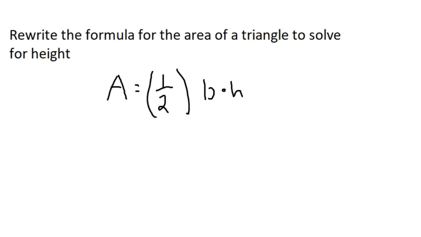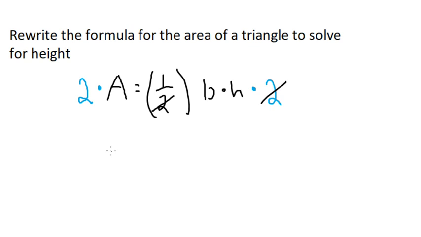So to solve for height, what I like to do first is to clear any fractions that I have. The way that we can clear a fraction is by multiplying by what is on the bottom. So I'm going to first multiply both sides of my equation by my denominator, which is 2. This 2 is on the numerator, this 2 is in the denominator, so a factor of the numerator and a factor of the denominator cancel out.